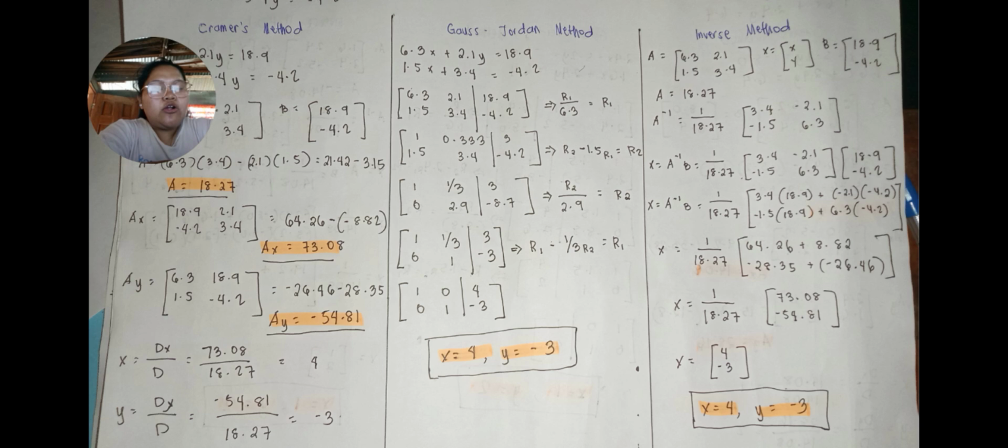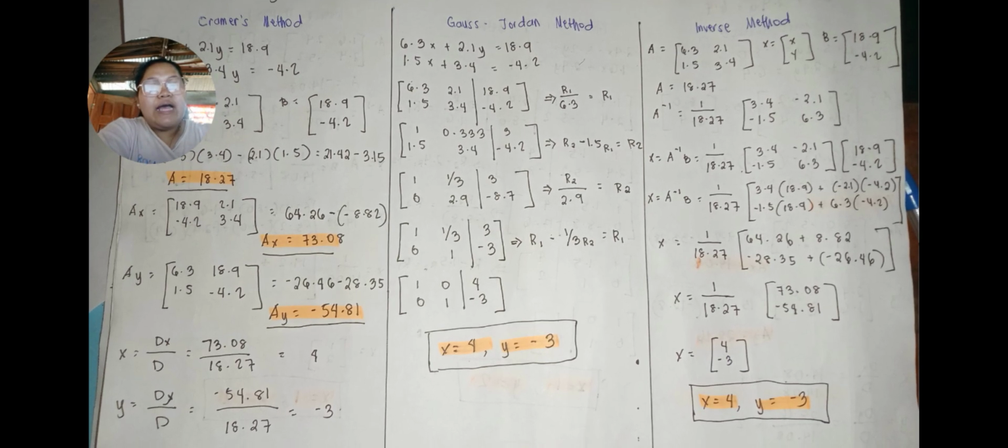Copy the row 1 from the previous answer. Next, we are going to make the 1/3 into 0. So row 1 minus 1/3 row 2 results to 1, 0, and 4. Copy the row 2, 0, 1, negative 3. As you can see, the values of our x and y are 4 and negative 3. So it is the same answer as the Cramer's method.